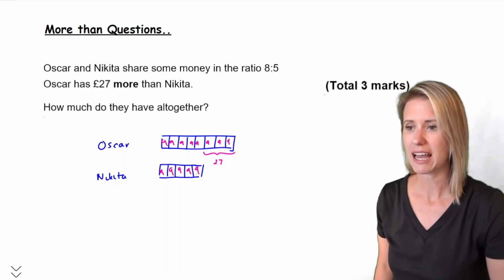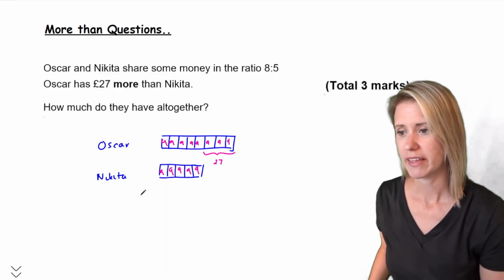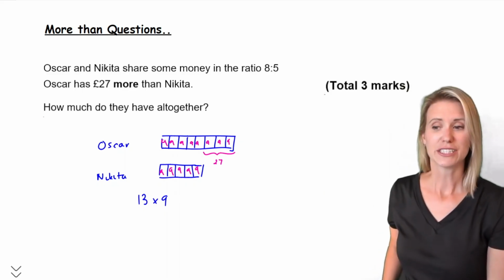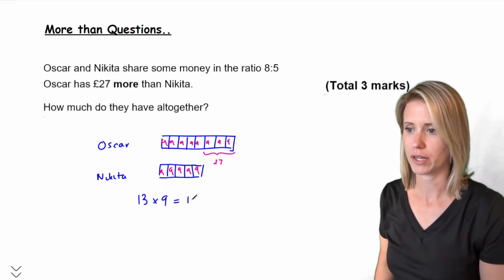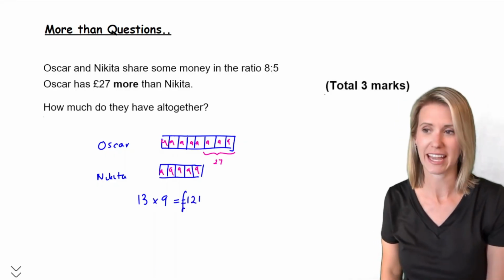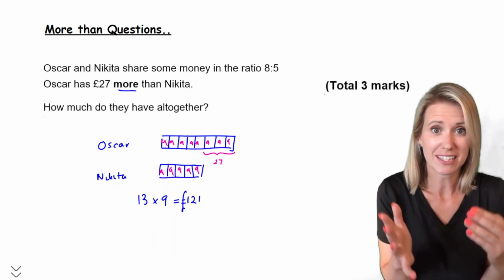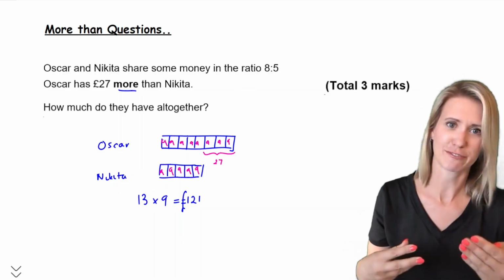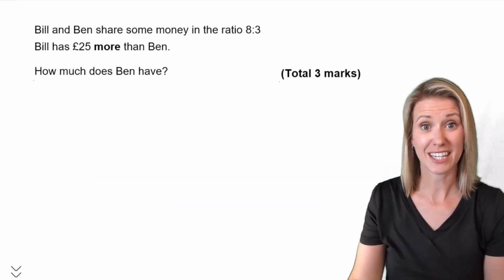So how much do they have altogether? Well, in total, they have 13 boxes, each with 9 in it. Okay, so we need to do 13 lots of 9. And 13 times 9 is going to give us £121. And that's the total amount that they have together. So this more than part, once again, in the diagrams, we can see how much more he has in terms of boxes, number of parts of ratio, and that's going to help us decide what one part of the ratio is worth.